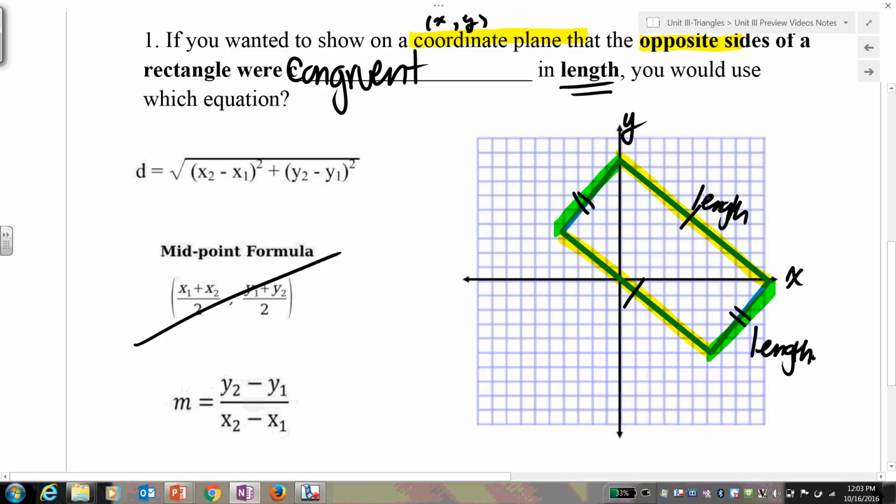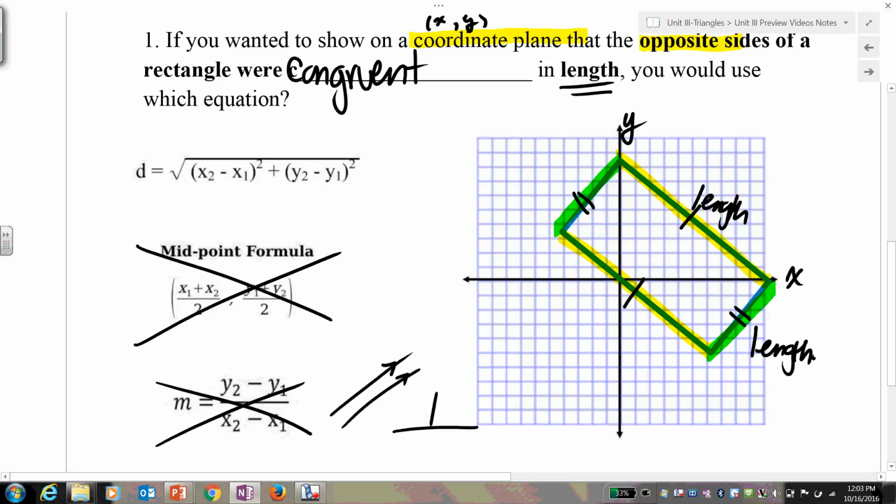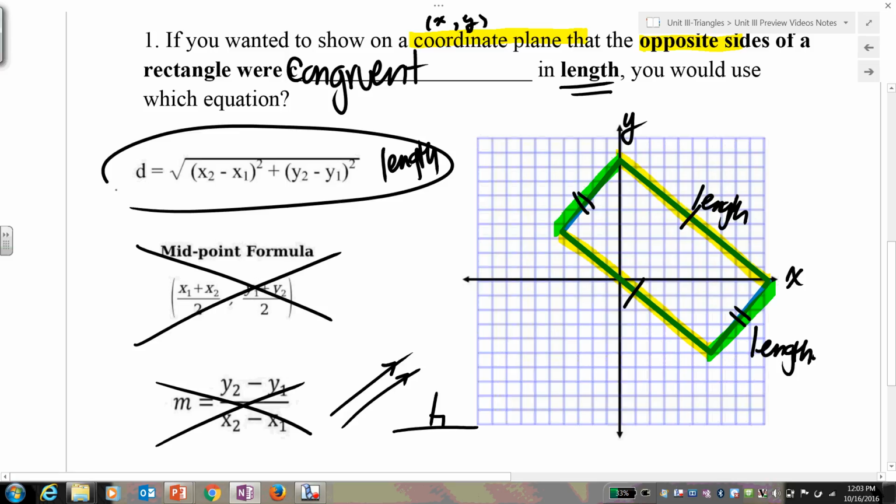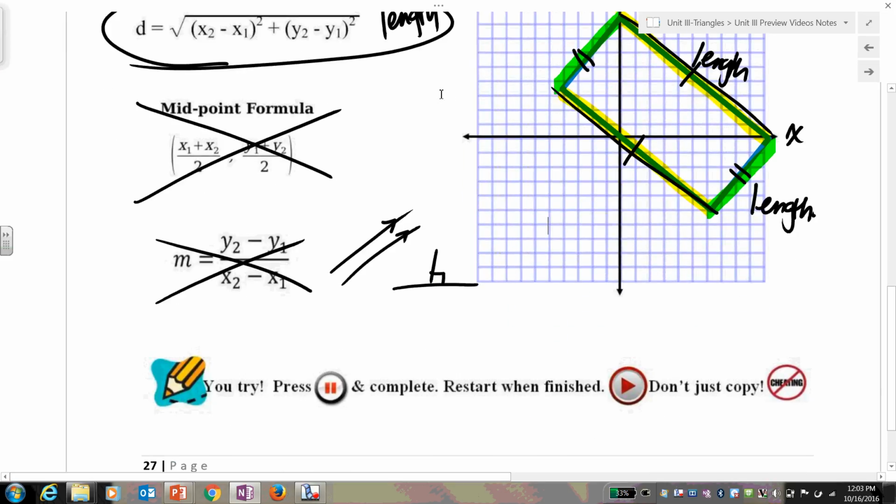It's not midpoint because there's nothing being bisected. It's not slope because slope is a matter of parallel and perpendicular. It's a matter of tilt. The issue of length is the distance equation. So if I wanted to show that this side was the same length as this side, I'd use the distance equation. Ready for the next page?